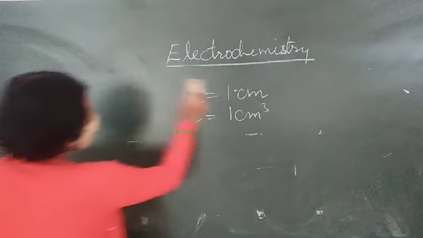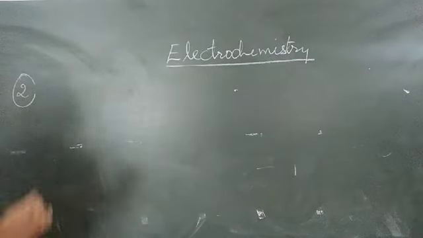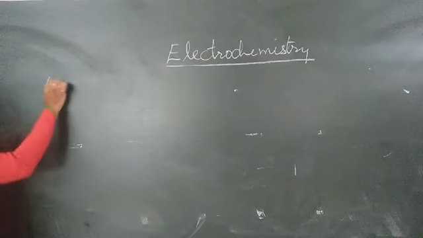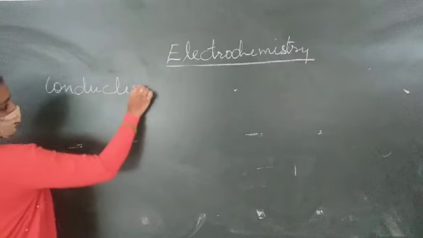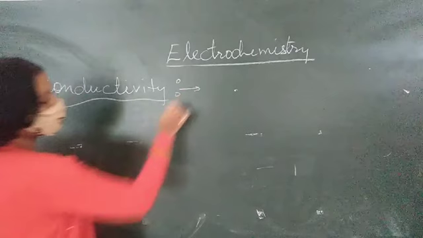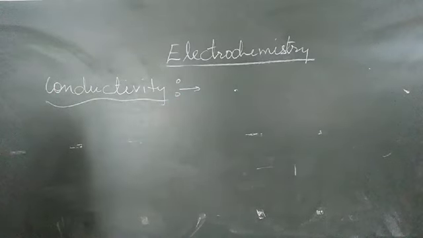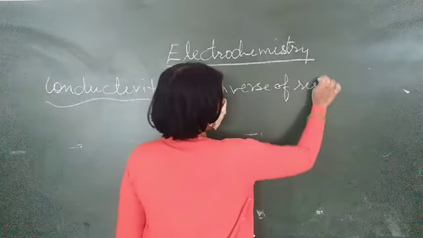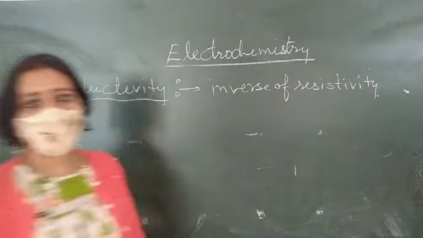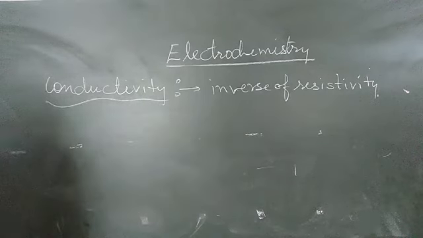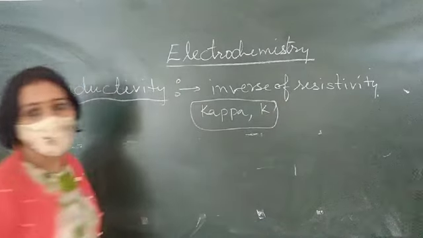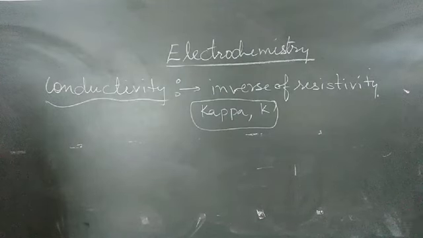Now the next term is conductance, which we have already discussed. Now come to the next one, that is conductivity. It is the inverse of resistivity. So the inverse of resistivity is called conductivity. It is represented by the symbol kappa, small k.